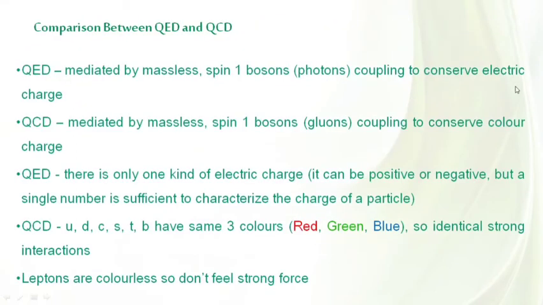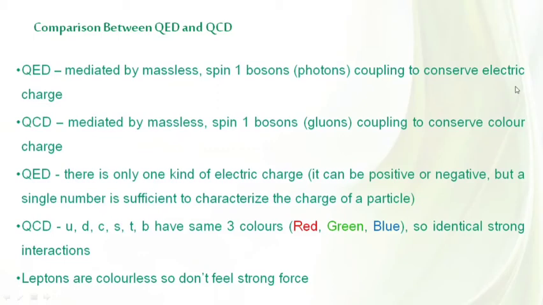Comparison between quantum electrodynamics and quantum chromodynamics. Let's see what these comparisons are. Quantum electrodynamics is mediated by massless spin 1 bosons like photons, coupling to conserve electric charge. Quantum chromodynamics is mediated by massless spin 1 bosons like gluons, coupling to conserve color charges. This is the first difference. In quantum electrodynamics, there is only one kind of electric charge. It can be positive or negative, but a single number is sufficient to characterize the charge of a particle.